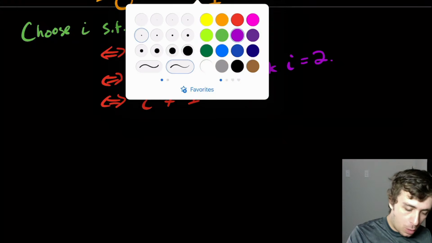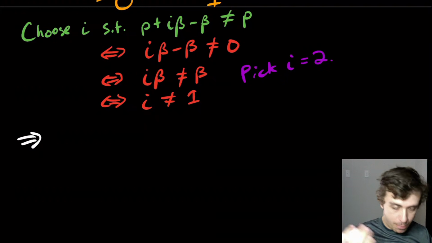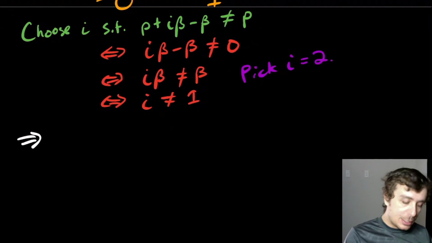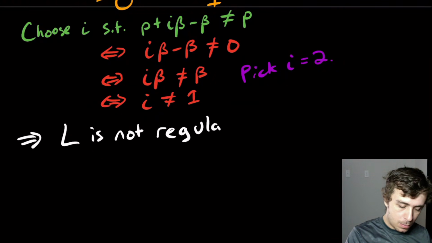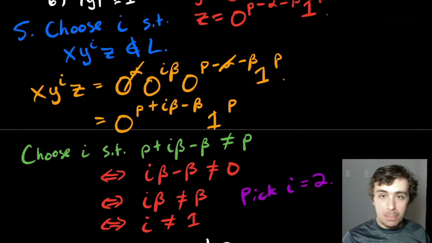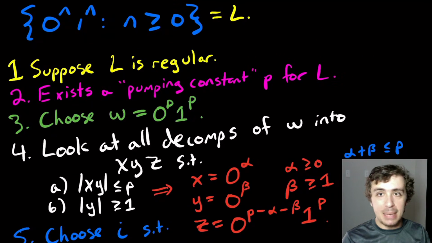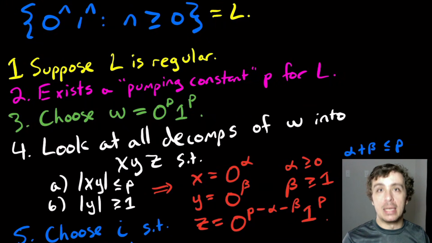And so therefore, we're able to leave the language. And we looked at every possible decomposition of the string. And so therefore, L is not regular. Cool. So that effectively proves that this language is not regular. I've done it many times on the channel, but it's worth having a singular video about the topic.